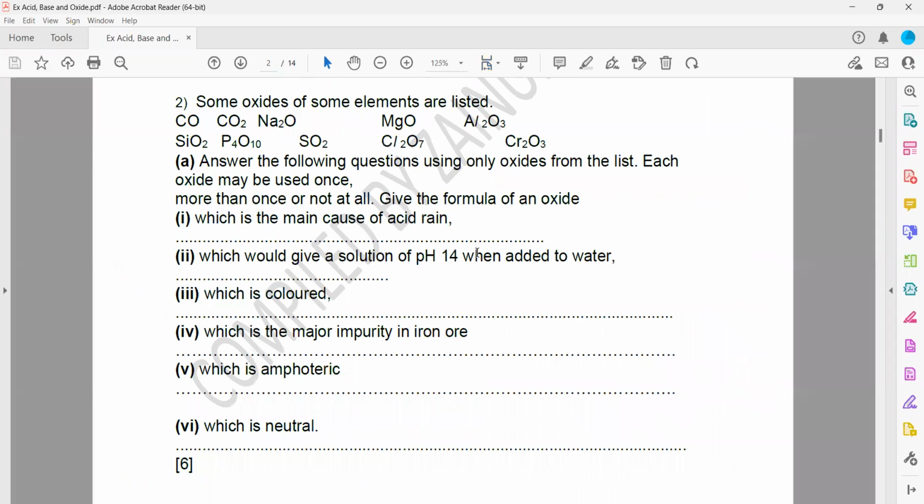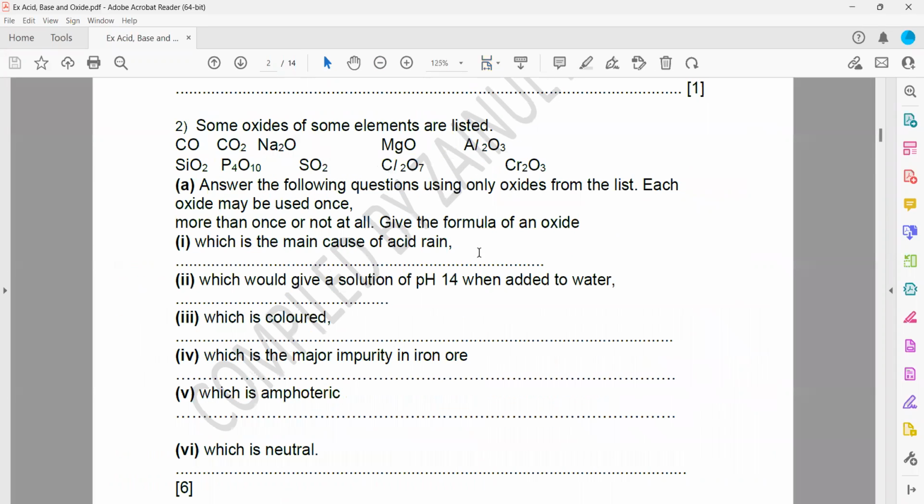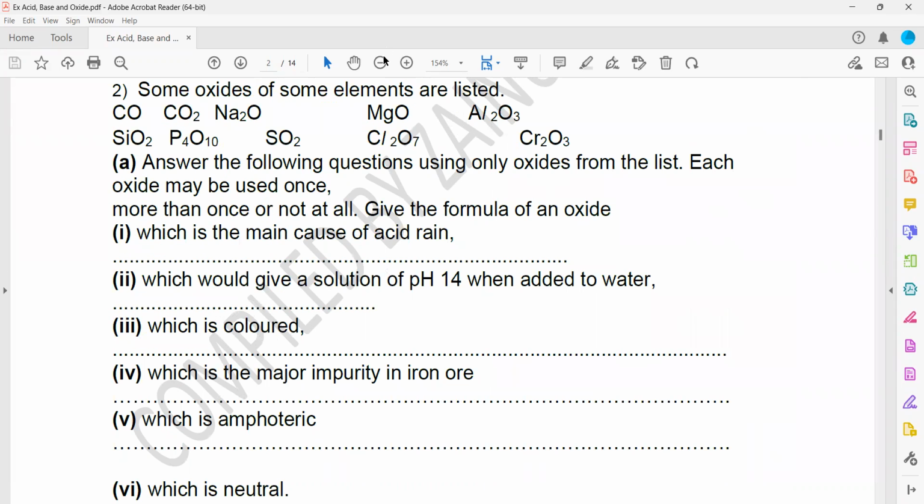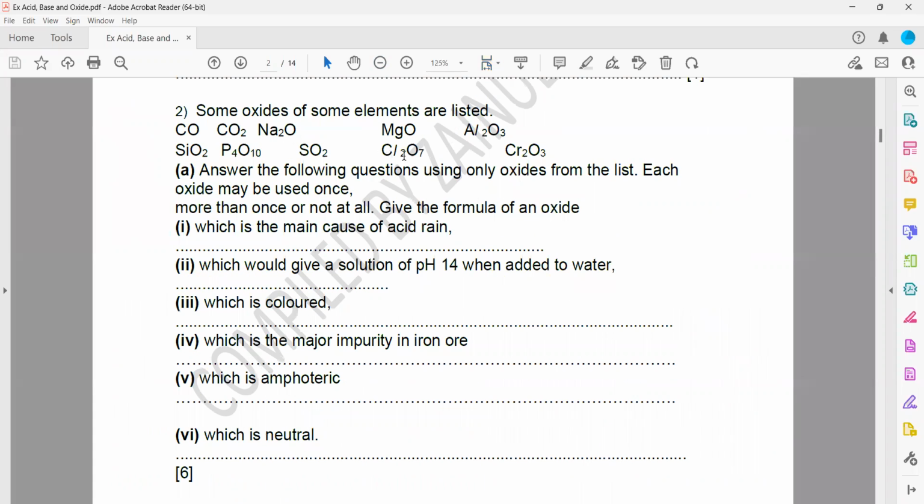In question 2, we have to identify the type of oxides. Some oxides of some elements are listed. You can use them once, more than once, and not at all. Which is the main cause of acid rain? So acid rain is due to acidic oxide. So what are the acidic oxides?